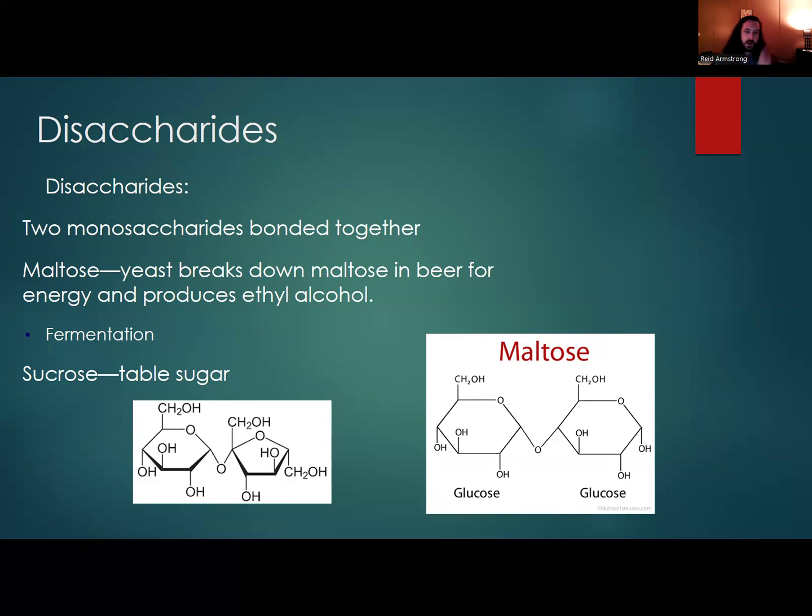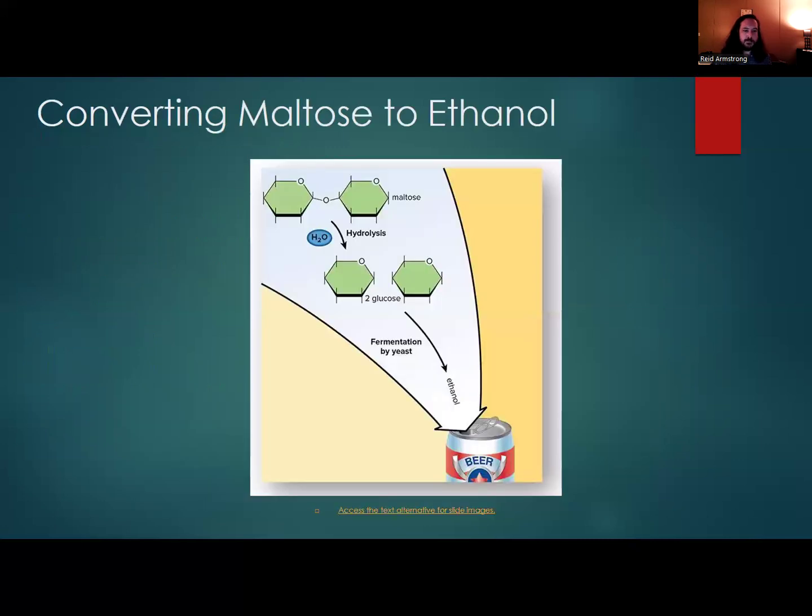But as you can see there, for the maltose, you have two glucose molecules that are bonded together through that oxygen bonding, and they create a disaccharide. There you go. There is the totally accurate representation of maltose being shoved into a beer can.